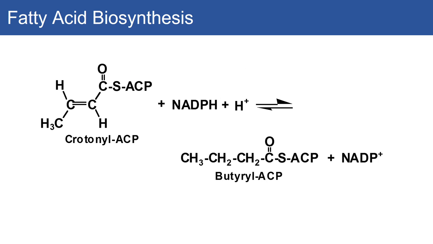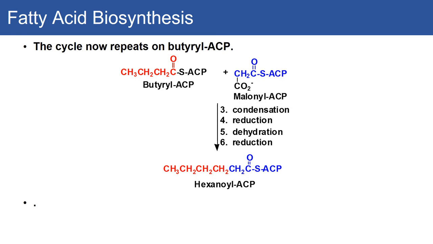Again, then we're going to go from this crotonyl-ACP, which was generated in the 5th step, with NADPH and a proton, to our butyryl-ACP plus an NADP+. That's the second reduction that we talked about, and then the cycle repeats on this butyryl-ACP. And so we're just going to keep going down with condensation, reduction, dehydration, reduction, and that's how we build up.